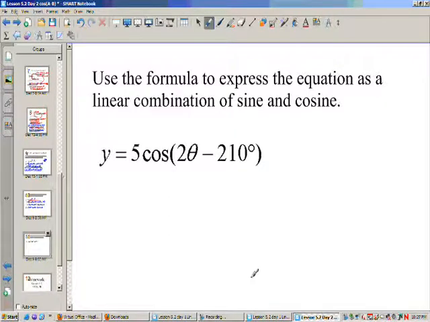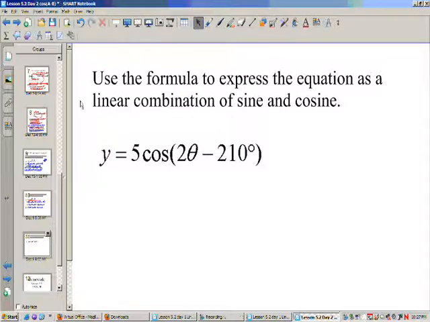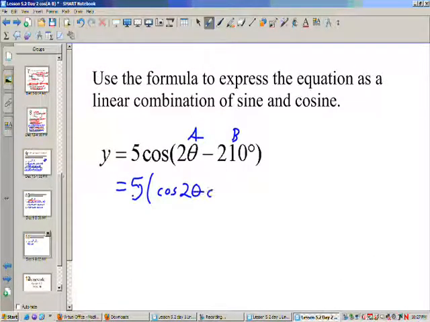Alright, this is the last problem of the day. Let's see where I'm at. Alright, pretty far. Let's expand this. We have 5 cosine. This is my A and this is my B. Oops. 5 should be on the outside of the parentheses. 5, and then it's going to be cosine 2 theta cosine 210 plus sine 2 theta sine 210.